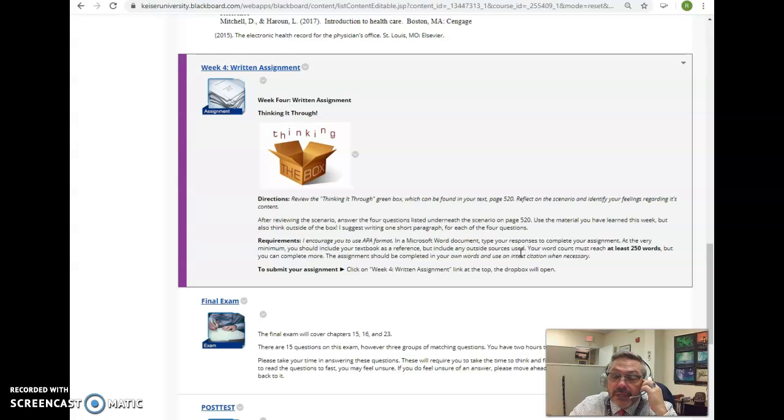The word count must be at least 250 words, but you can complete more. You don't have to be restricted to that. And the assignment should be completed in your own words and use in-text citation, as I said. Make sure that it's in a Microsoft Word document. You type it in Microsoft Word. Hopefully you have your spell check turned on, and then conduct a spell check when you're done, so you don't lose unnecessary points there.